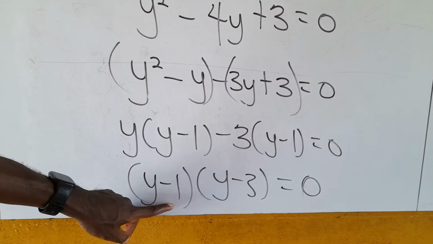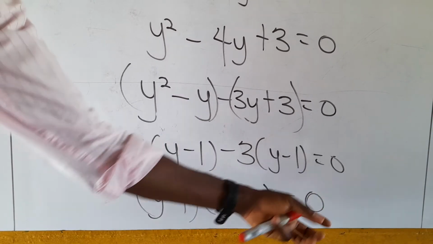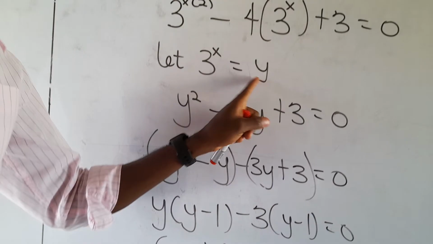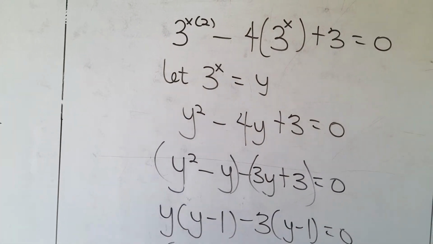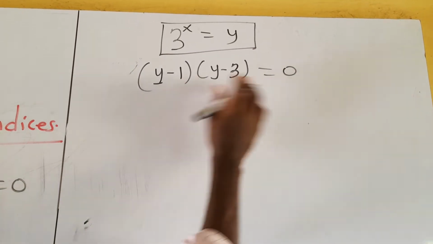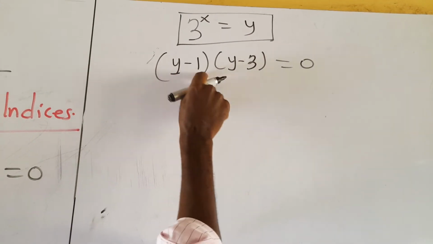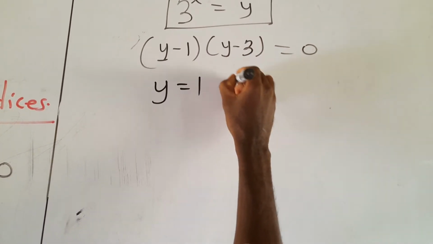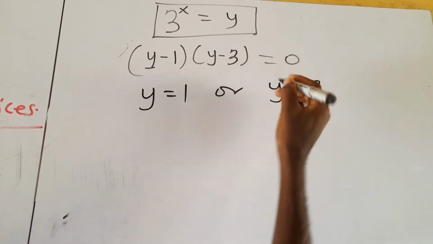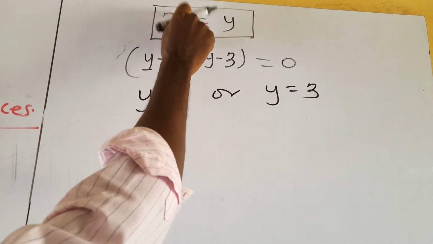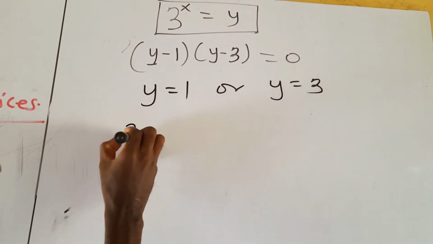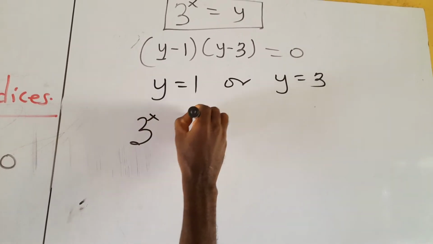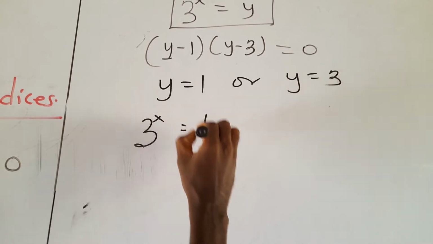So now we take each of these, equate it to 0 and find the values of y. And remember, 3 exponent x is equal to y. So y minus 1 equal to 0, y will be equal to 1. And y minus 3 equal to 0, y will be equal to 3. And remember, 3 exponent x is equal to y. So one of the values of y is 1. So we can say 3 exponent x is equal to 1.